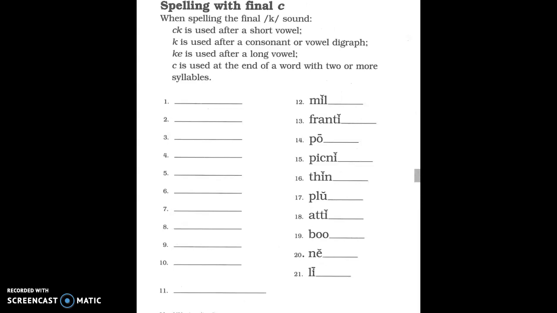Saxon Phonics Lesson 54. Today we're going to talk about spelling with the final C. But first let's do our review sounds. Number 1. V. And we remember when we spell with V at the end, we have to have an E on the end. That still makes the same sound. V. Number 2. G.